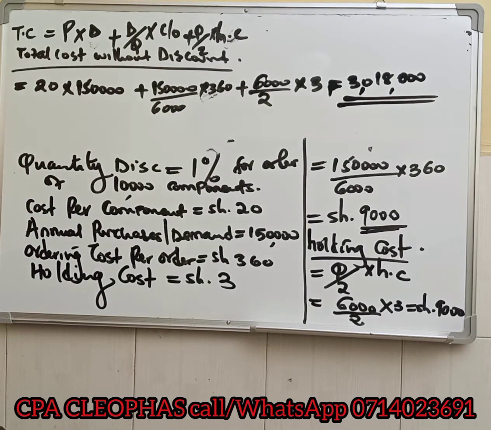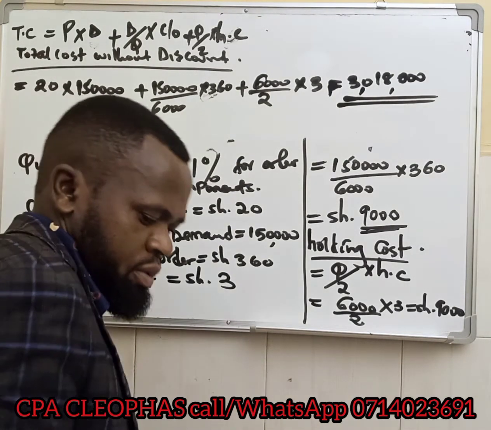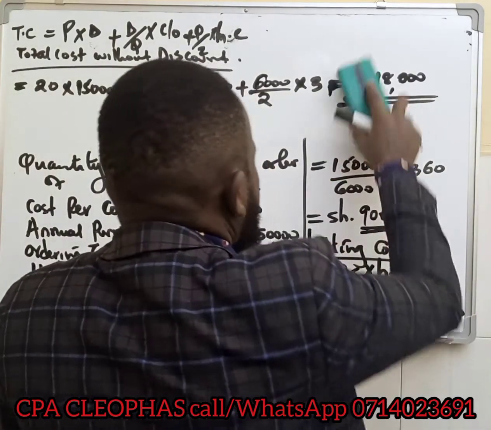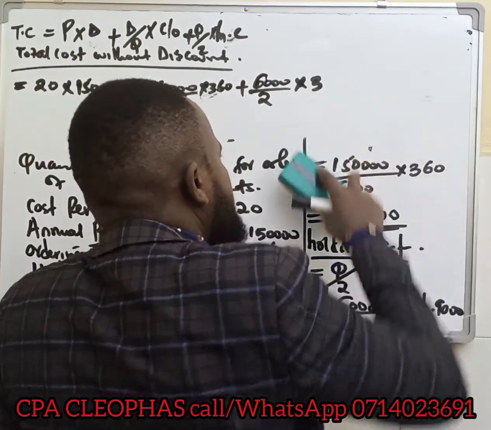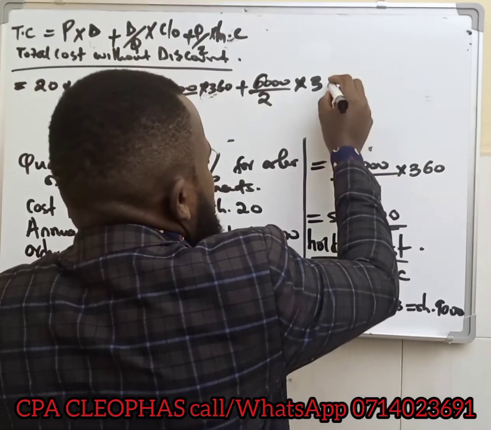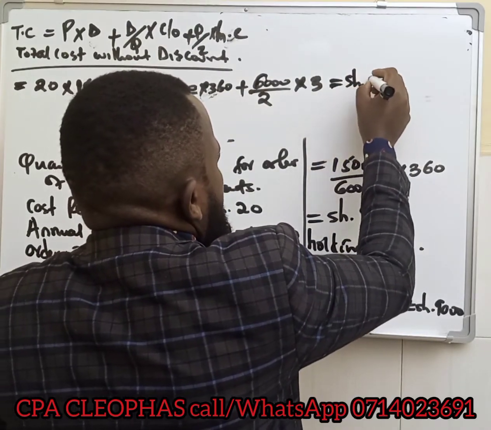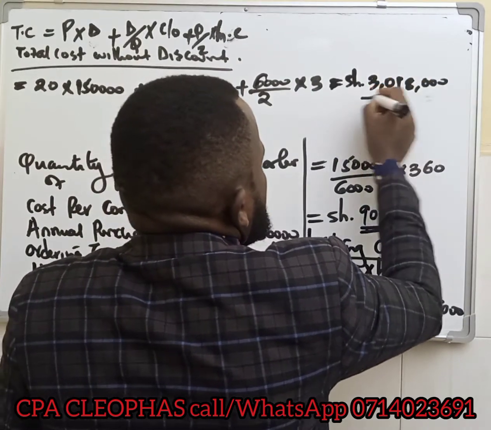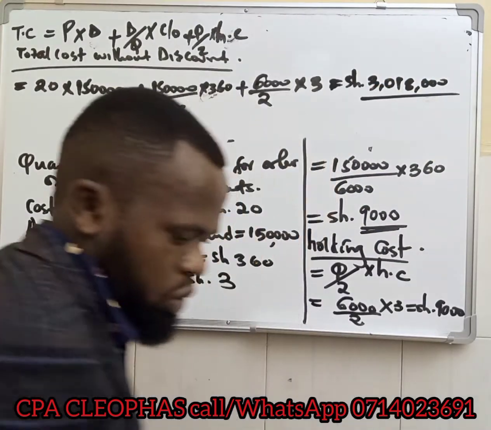So that gives you the costs, which is 3 million and 18,000 shillings. Let me write it well here. So this will be equal to shillings 3,018,000. That is without the discount.